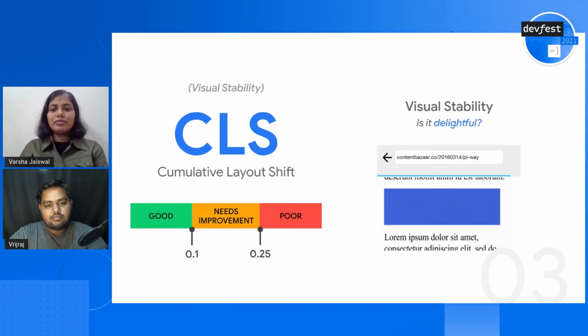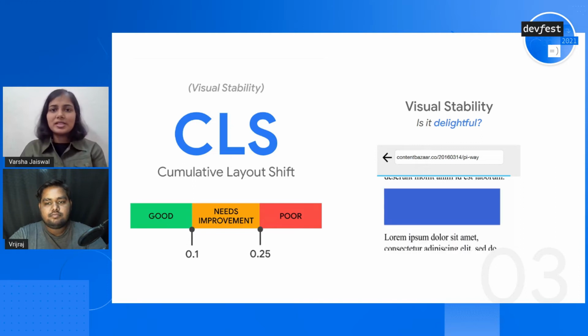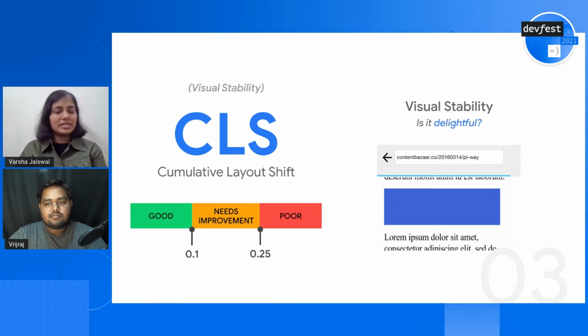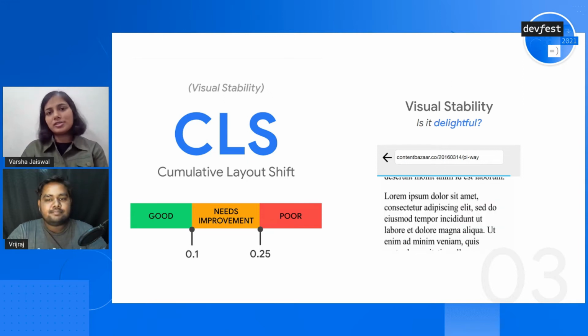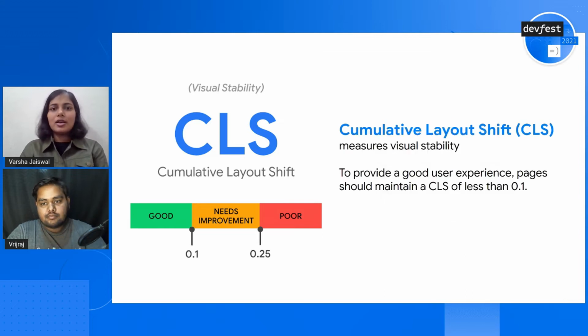So now, to provide good user experiences, your pages should maintain a CLS that is less than 0.1. If it is more than that, you need to improve it. You need to improve the CLS of your website so that it provides a better user experience.